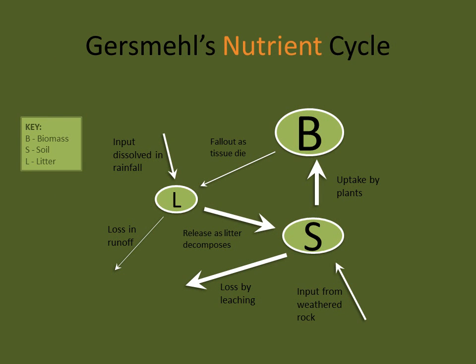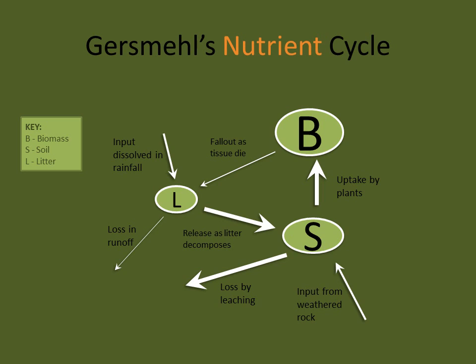The Gersmehl nutrient cycle shows the cyclical nature of how nutrients get transferred from biomass to litter to soil. The biomass is the largest store of nutrients due to the large quantity and diversity of flora and fauna, which is supported by the ideal climatic conditions which has allowed the deciduous forest to achieve climatic climax. The nutrient uptake by plants is large and the loss and fallout of dead tissue is small, which allows the biomass to be the largest store.